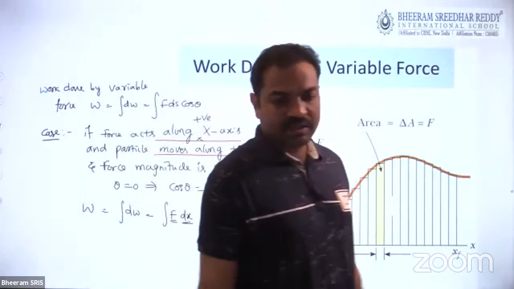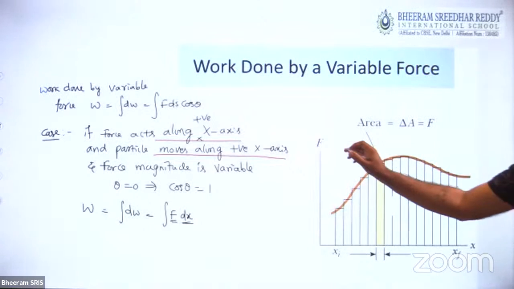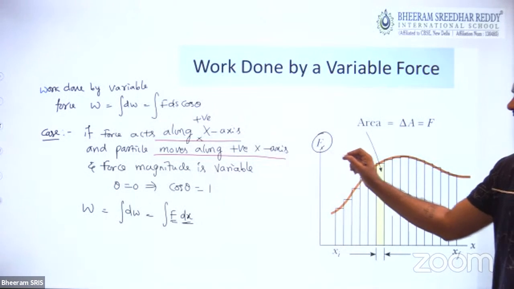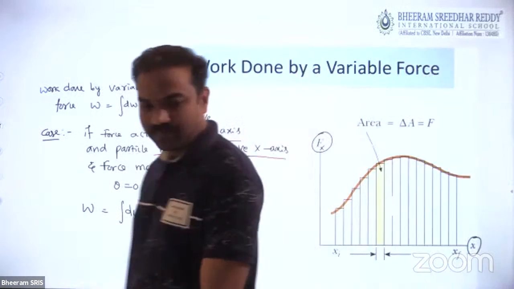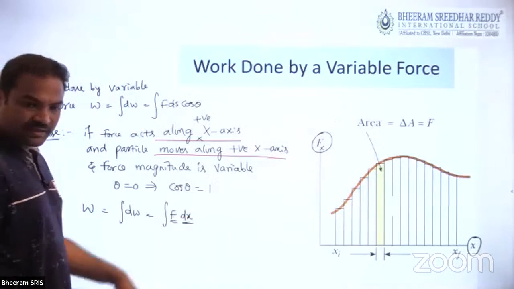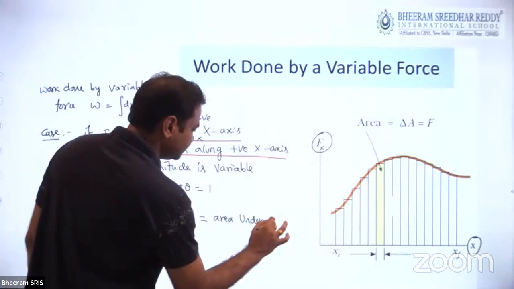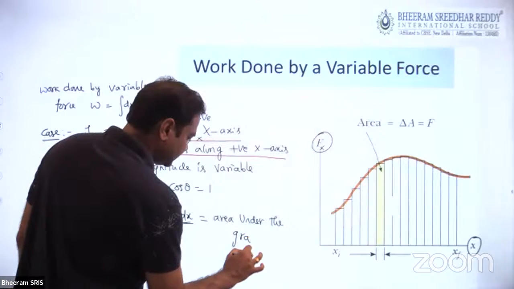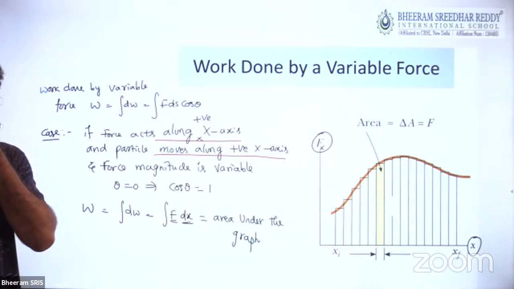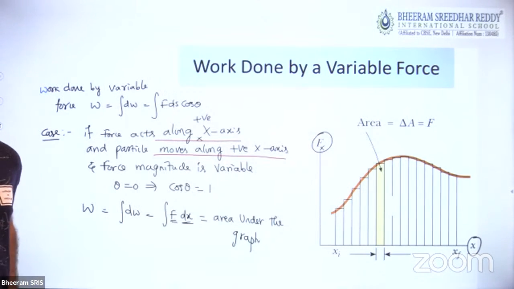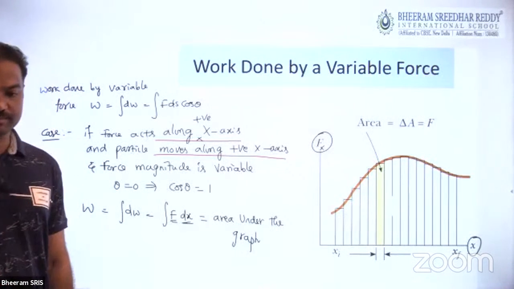What is the meaning of integration? Integration means area under the graph. This is the graph of F magnitude. The force acting along the x-axis is changing; its magnitude is changing with the x value. With the x value changing, integral F dx will give you the area under the graph. Do you remember integration or not? Integration stands for area under the graph. What about derivative? Derivative stands for slope of the graph. Derivative will give you slope, integration will give you area.